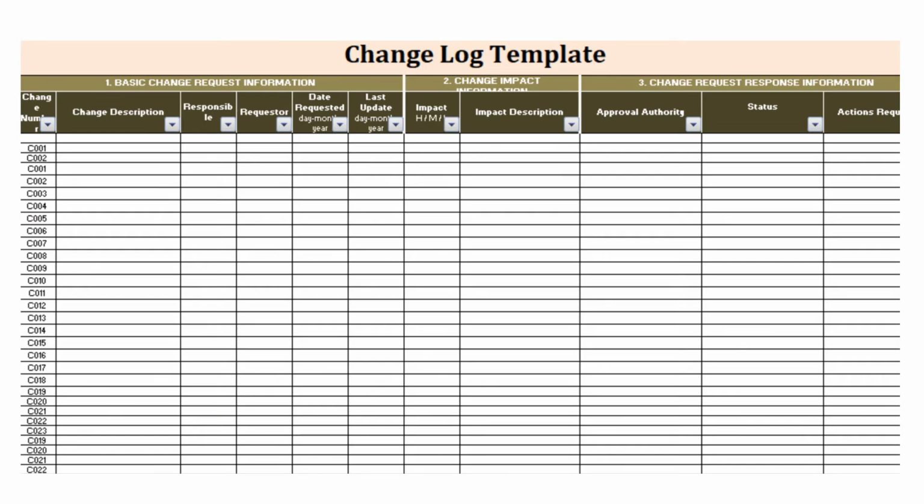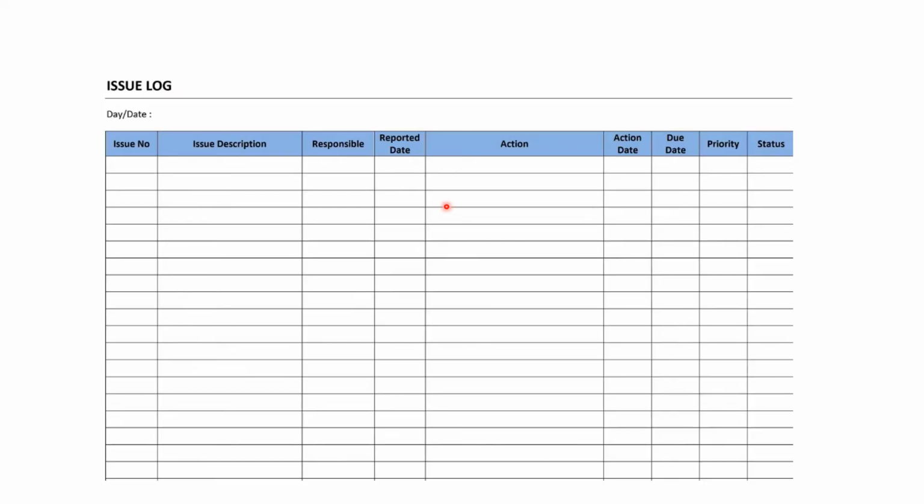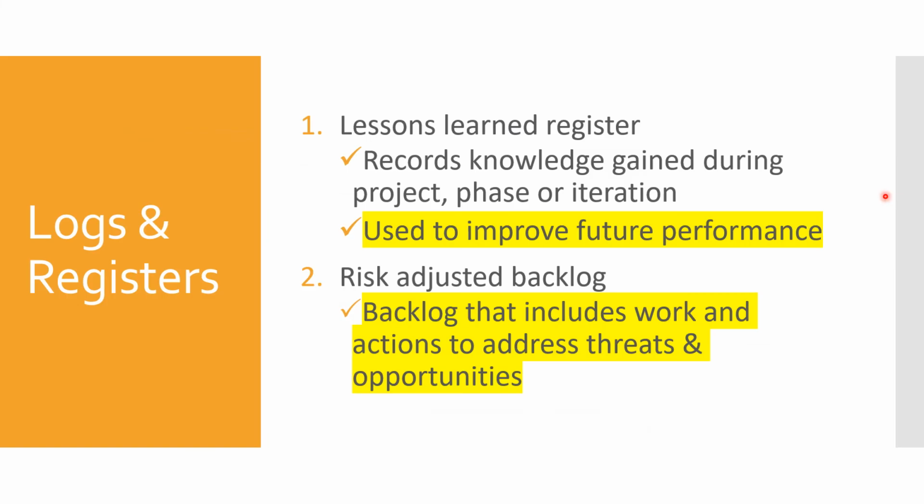So let's see a sample change log template. A change log template might look like this: basic change request information, change description, who has created it, who has requested it, when it was requested, what the impact is, and what the response is. This is how the change log might look. The issue log will look like this: what the issue number is, issue description, who is responsible, when it was reported, what the action is, what the action date is, and what the priority and status are, right?